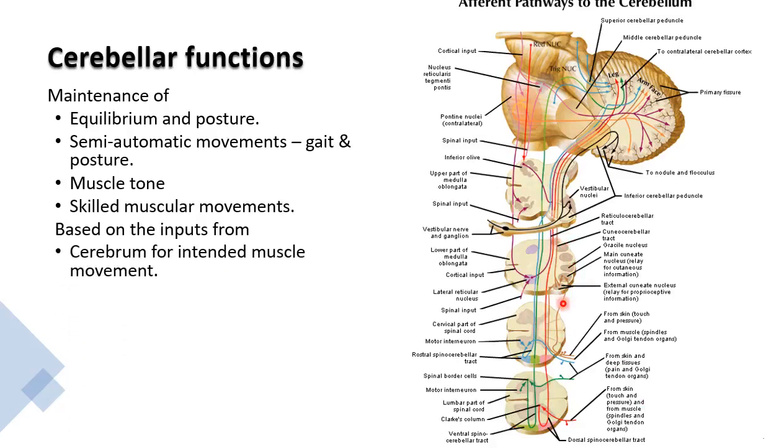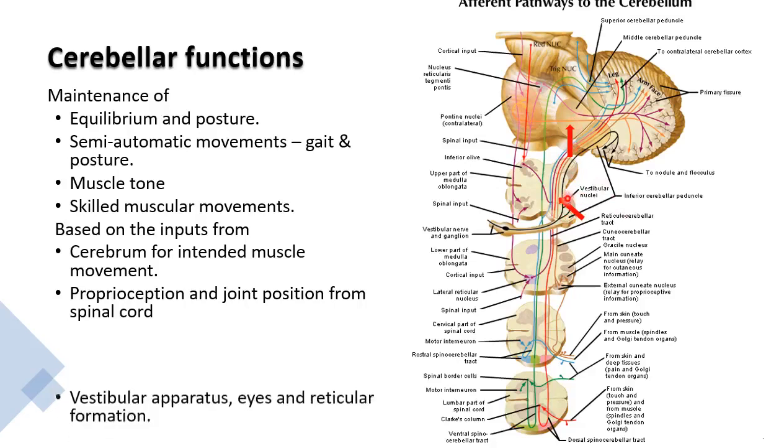Spinocerebellar pathways mainly bring proprioception. Then from the cerebrum, the pontocerebellar pathway carries the intended muscle movement, what movement it is going to make, which muscle it is going to move. That is by the pontocerebellar pathway, as I told you. The next one is proprioception and joint position from the spinocerebellar pathways.